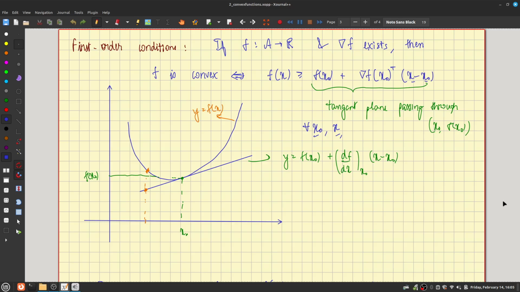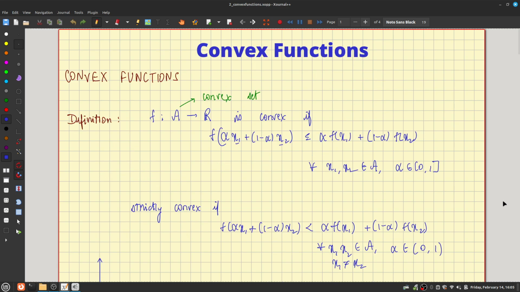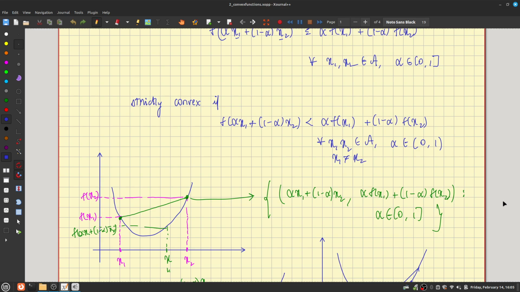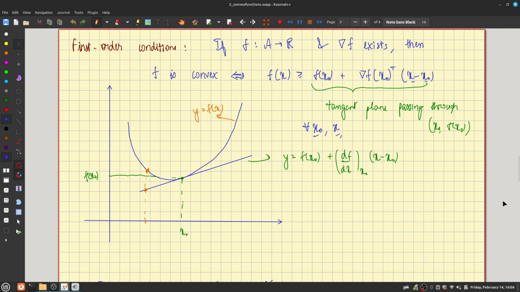In the last class, I defined convex functions, and we looked at these first order conditions for convexity. Recall that we gave two different geometric interpretations of convex functions. One is this particular notion that if you take any 2 points on the function, then the straight line that joins these 2 points always lies above the function itself. So that was the first geometric notion.